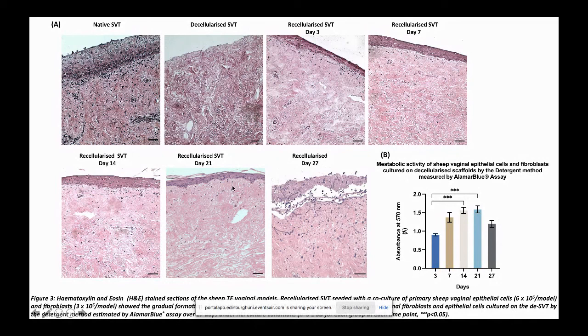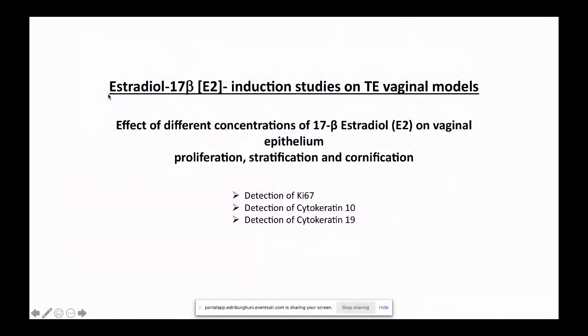Once our matrices resembled the native sheep vaginal tissue, the next stage is to characterize these matrices in terms of their functionality. For this purpose, I used estradiol induction studies on tissue engineered vaginal models. We are well aware that estradiol is the main female reproductive hormone and has a main role in maintaining the vaginal epithelium stratification, its structural integrity, and it is also responsible for the expression of key cytokeratins in the vaginal epithelium. So we employed estradiol induction studies on our vaginal tissue, and we observed how these tissues behave towards different concentrations of estradiol.